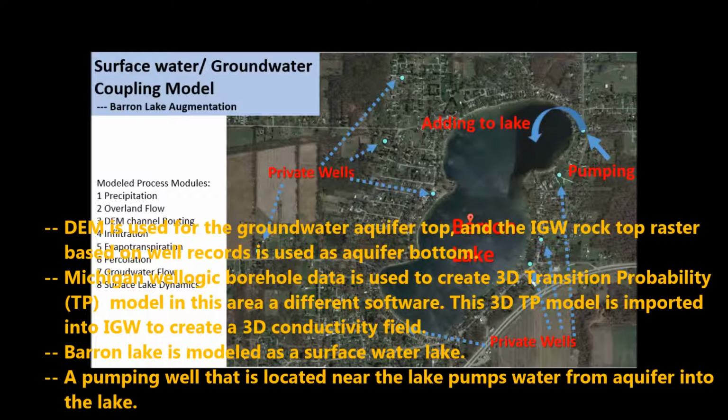Michigan Wellogic borehole data is used to create a 3D TP model in this area using a different software. This 3D TP model is imported into IGW to create a 3D conductivity field. Barron Lake is modeled as a surface water lake. A pumping well located near the lake pumps water from the aquifer into the lake.